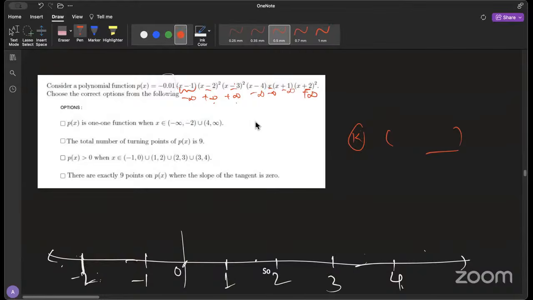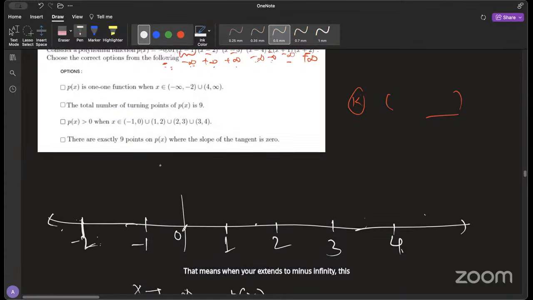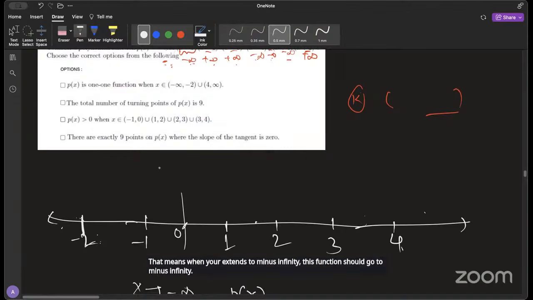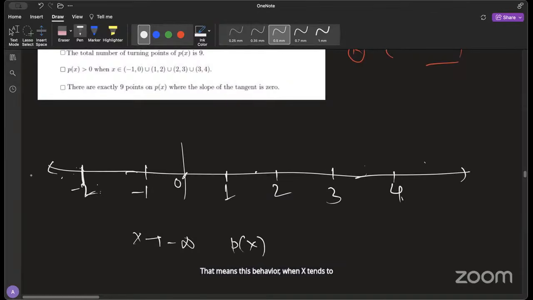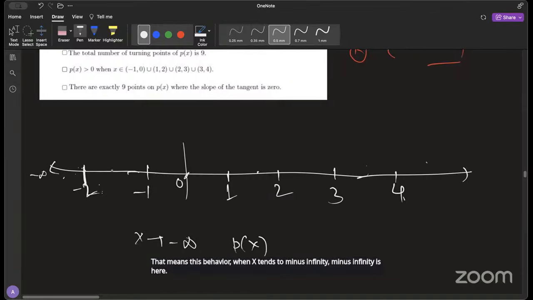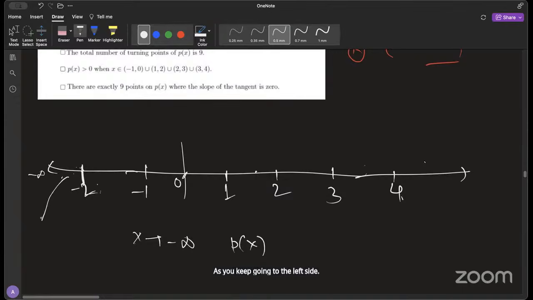So if you combine all these signs, and you have a negative here, negative of 0.01. So negative, negative, these two become positive. Then you have a negative here, these two become positive, and you're left with one negative. That means when x tends to -infinity, this function should go to -infinity. That means as you keep going to the left side, this function goes to -infinity. That means it's like this.